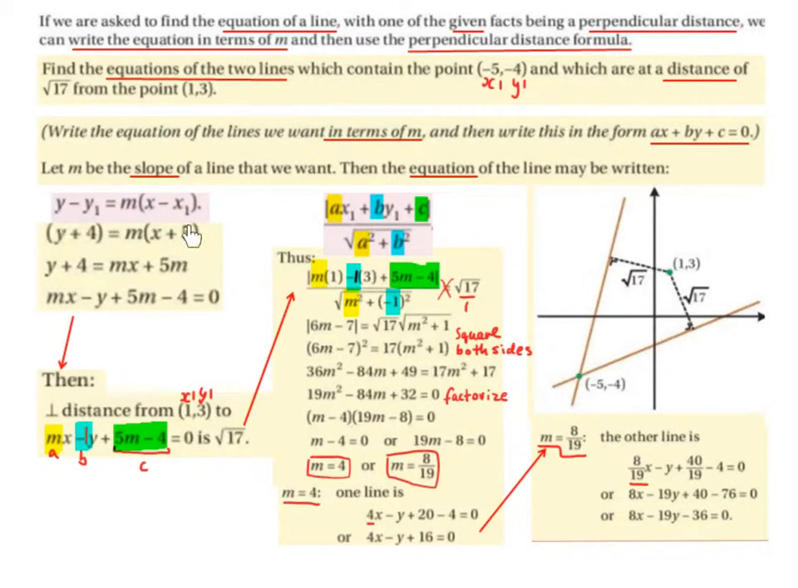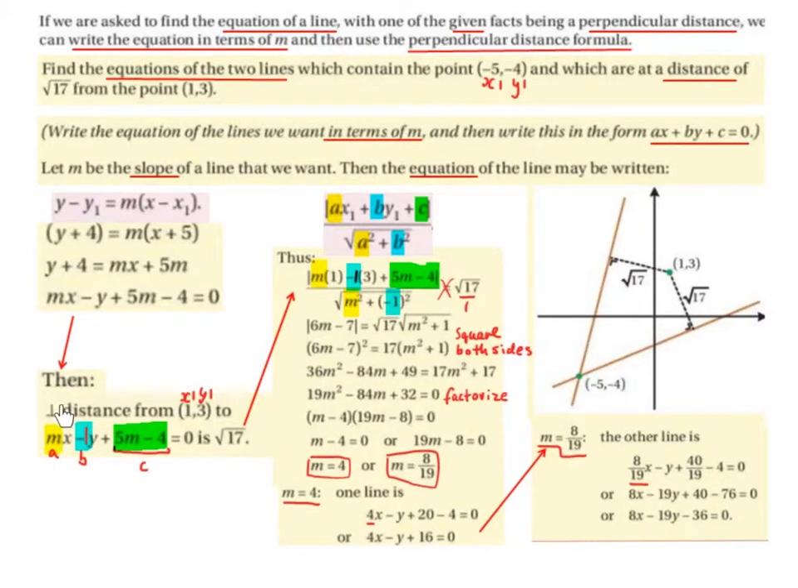Next, we're going to multiply out the brackets and rearrange it in the form of ax plus by plus c is equal to 0. So bring down the y plus 4, m times x is mx, m times 5 is 5m. We bring everything over the left hand side, so we end up with mx minus y plus 5m minus 4 is equal to 0. So the 5m and the minus 4, they don't have an x or a y stuck onto them, so together they represent the plus c value.